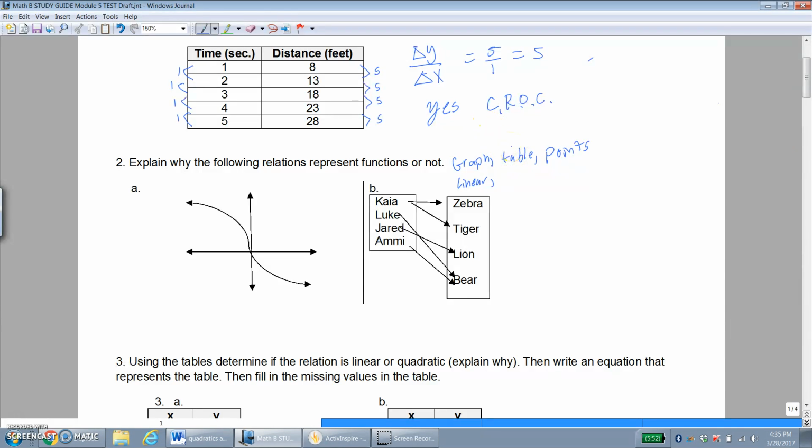So really quickly, looking at these, you can tell by looking at a graph to see if it passes the vertical line test. So when I draw these lines, this hits my graph each and every time, one time. So this is linear.